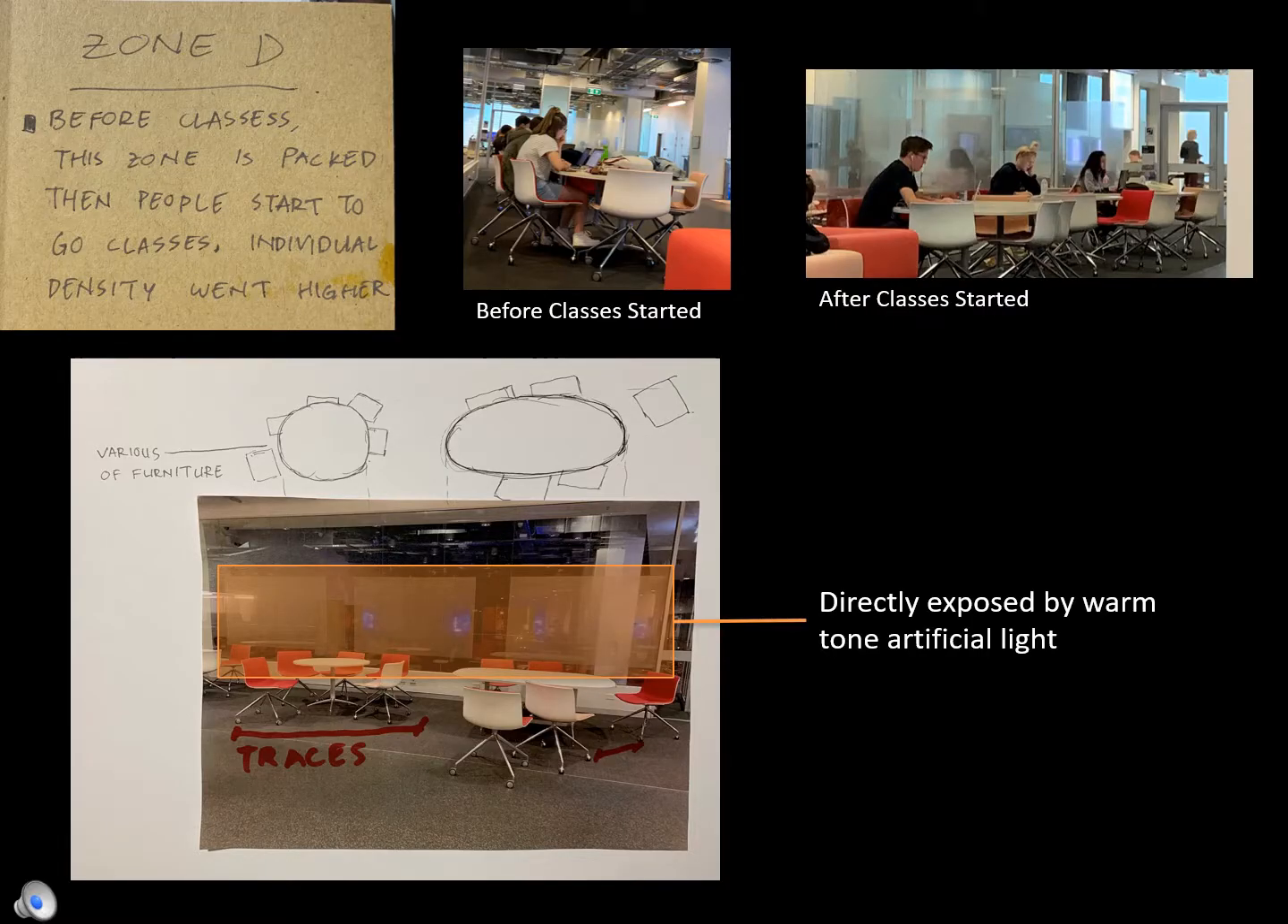Zone D is usually crowded before classes, but when the class starts, individual density starts to rise. This zone also has circle tables, different from the other zones. When it is packed with groups, they usually sit just like the traces left behind in the picture. But individuals sit farther from each other.